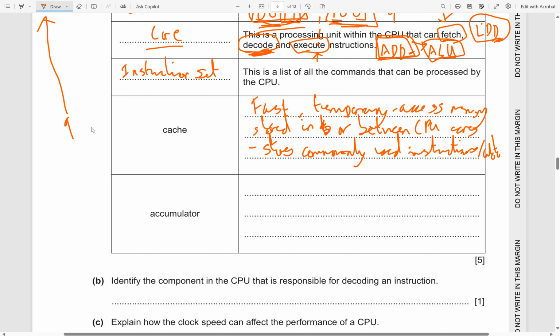And I guess it can also store pre-fetched instructions. Let's say commonly used, and pre-fetched.